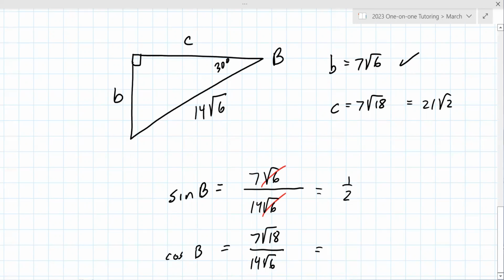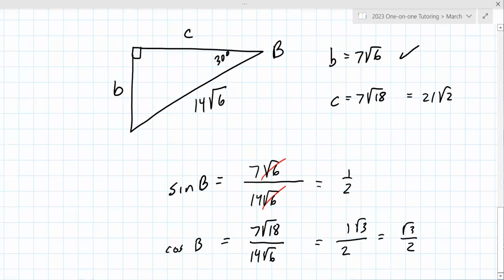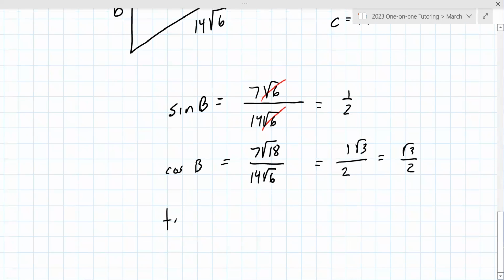Okay, so what is this? So I know that's going to be 0.5 square root 3. Okay, or square root of 3 over 2. Good, almost there. Let's do the tangent of B.